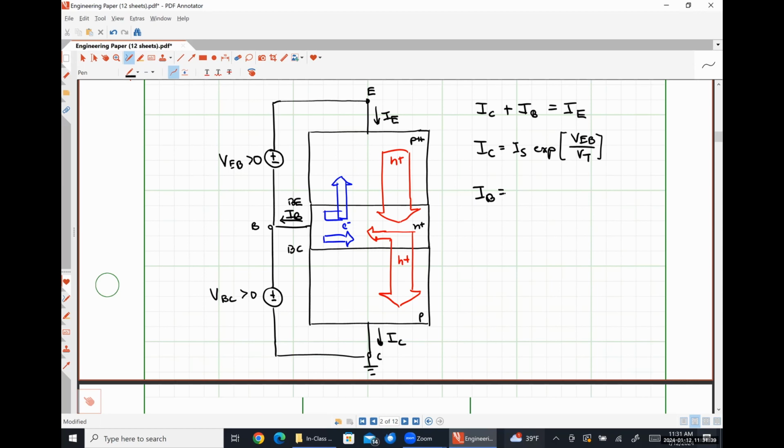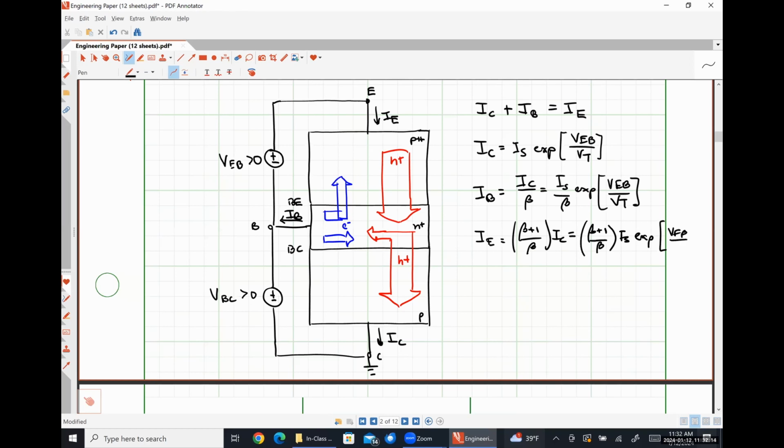Our base current will once again be IC over beta. So that'll be IS over beta times the exponential of VEB over VT. And our emitter current is then going to be beta plus 1 over beta times IC, or beta plus 1 over beta IS exponential of VEB over VT. So those are all of our relationships.